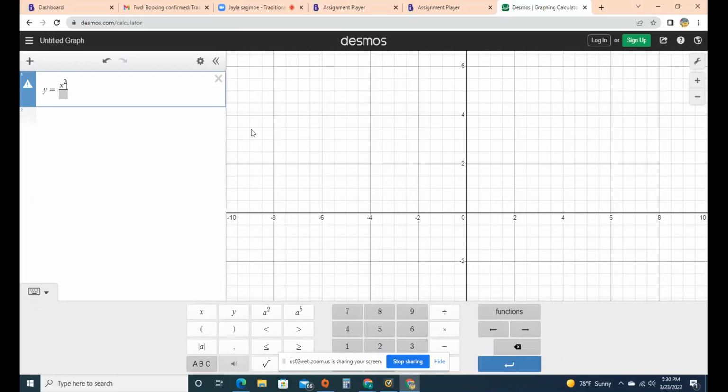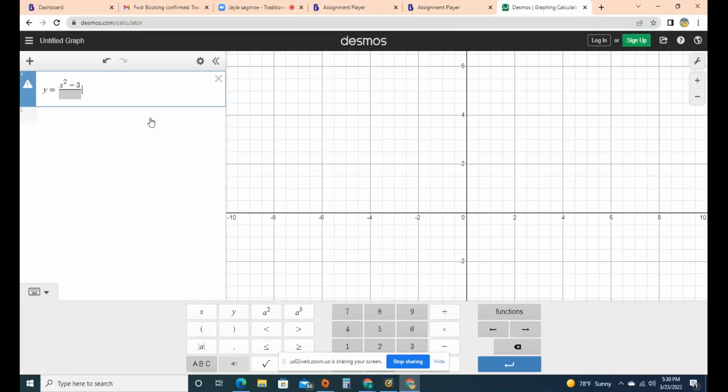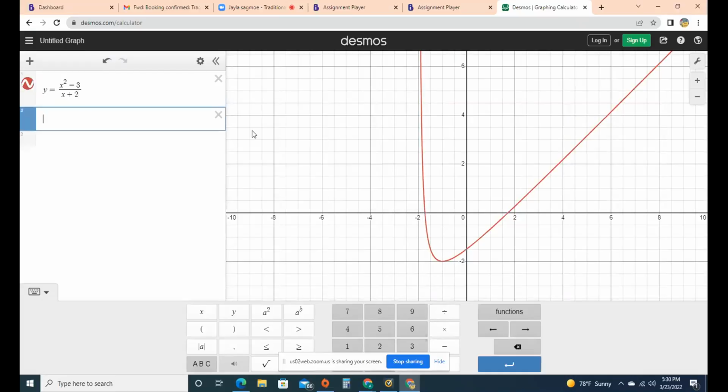It was x squared what? I think it was -3. Let's go back and look again. I'll snip it in so I've got it for the next one. Okay, I've got it. So we got x squared minus 3 over x plus 2. Go to your second line, hit enter on the left where you entered the equations, and do y equals, slash division first, x minus 3 up top, and then a 2 on the bottom.